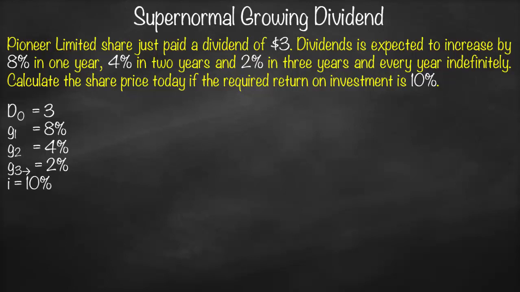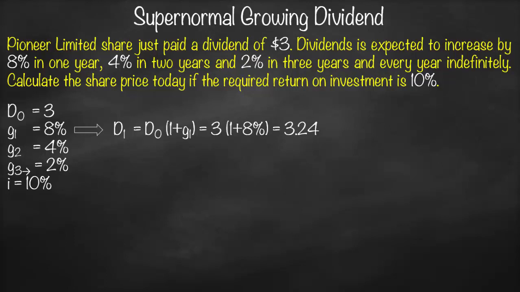So can we calculate the dividend in year 1 from last year's dividend? Yes. The dividend in year 1 is equal to the dividend of last year, which is D0, multiplied by 1 plus the growth rate of this year, which is G1. D0 is 3 multiplied by open bracket 1 plus 8% close bracket. This will give us 3.24.